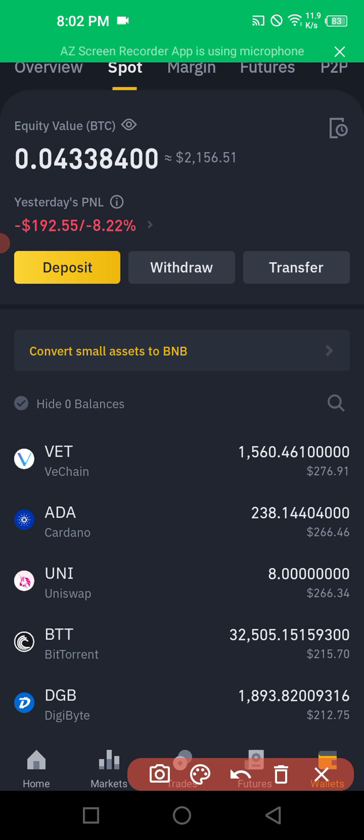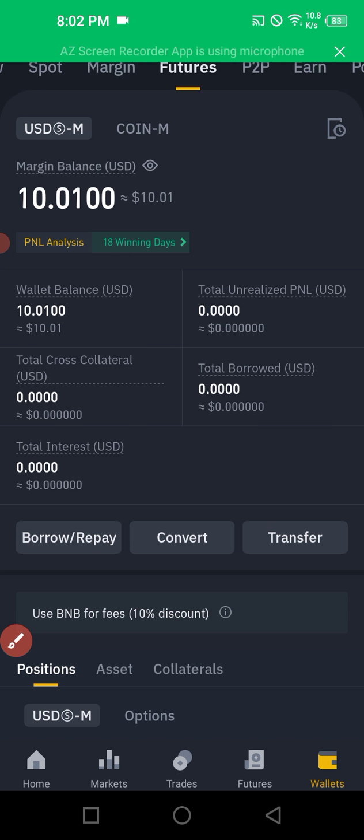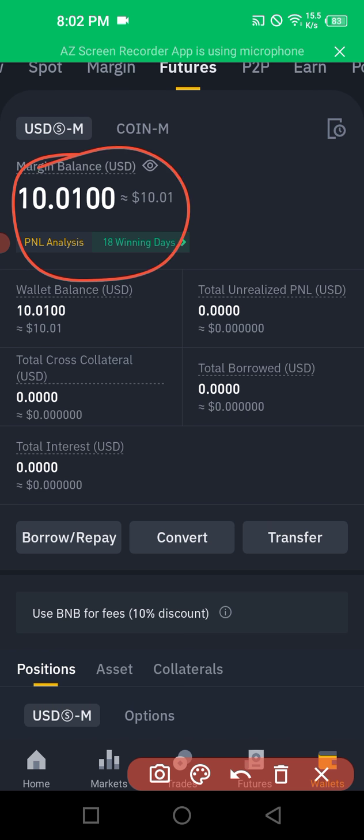Once you click on transfer, you have successfully transferred 10 USD to your futures wallet. So how do you know that the 10 USD is there? Click on futures at the top of your screen. Now as you can see, I have 10 USD in my futures wallet. Now to trade the futures, you're going to click on futures at the bottom of your screen, which is this one.